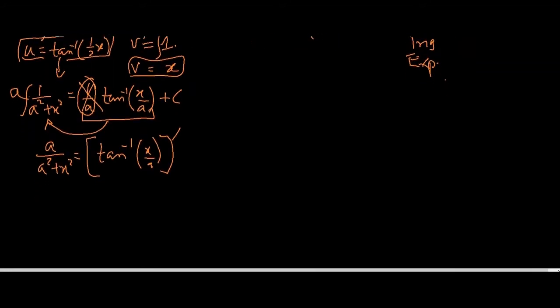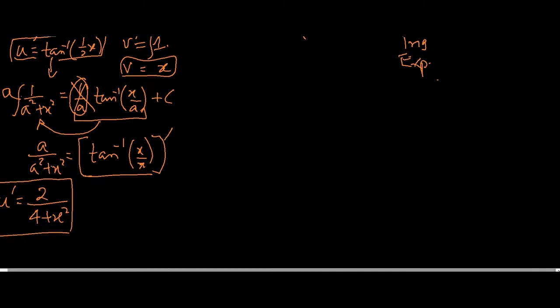So differentiation of this will be, what do we have? x over 2, yeah? So it will be 2 over 2 square, 4 plus x square. That is the u prime, okay? Let me give a background of this. Why this is the answer? Okay. So let's do it here.